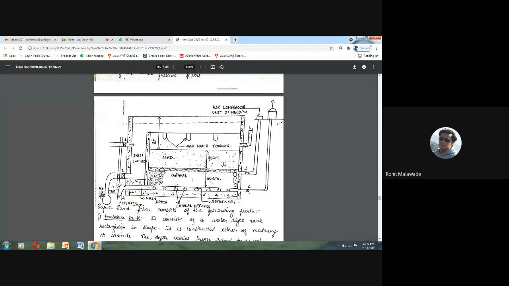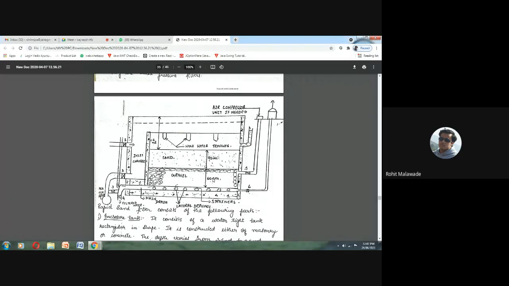There we used to maintain around 90 centimeter to 110 centimeter. Even the depth was much more there, and the particle size was also very small. Here the depth is less and the particle size is very large. So as compared to your slow sand filter, it is large. That is the reason why the rate of filtration of your rapid sand filter is much higher.